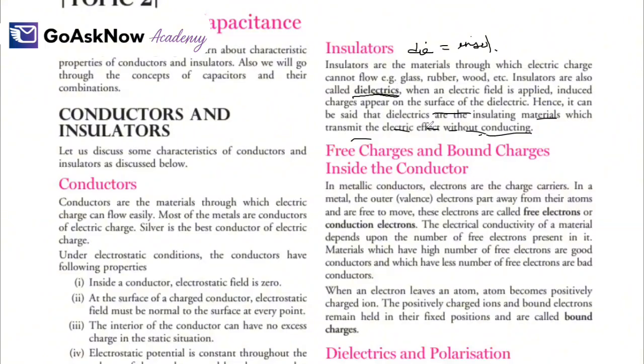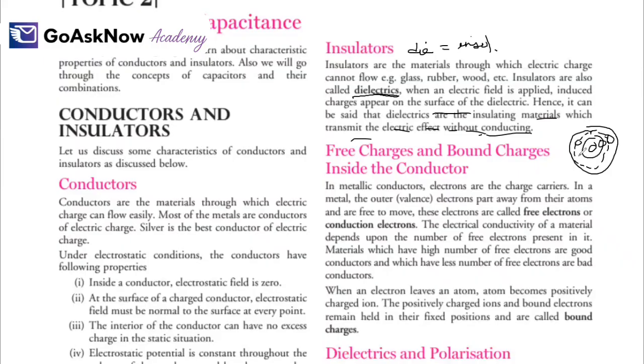Free charges and bound charges inside the conductor. I already told you about what free charges are. Let's see in detail. In metallic conductors, electrons are the charge carriers. If you have a metal here, electrons are the charge carriers. This is an atom of a conductor, so it has electrons inside it. They are revolving like this only.